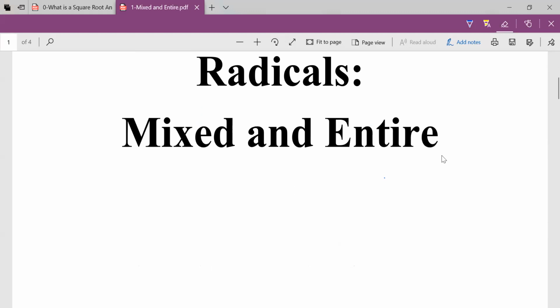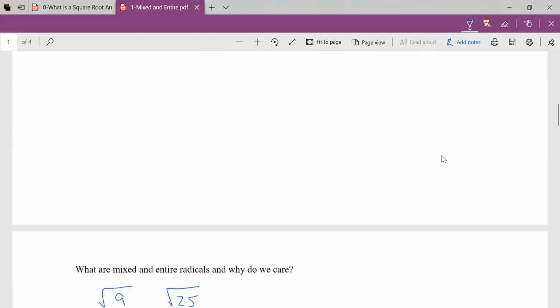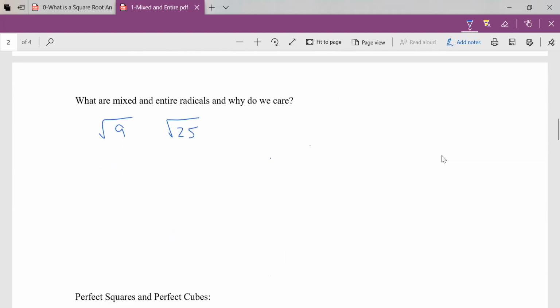Okay, what's a mixed and entire radical? Well, an entire radical is going to look something like this, say the square root of 20, and a mixed radical will look something like this, 2 the square root of 5. Well, guess what? These two things are actually equal to each other. So our job today is to look at mixed and entire and how do we switch forms between these two things. Good news is it's actually pretty simple.